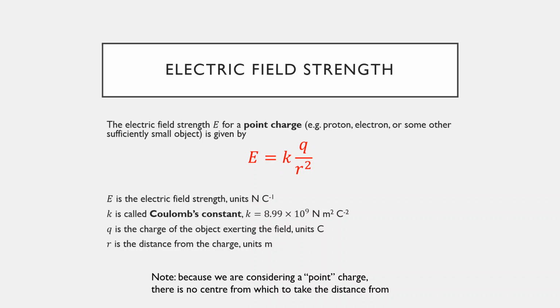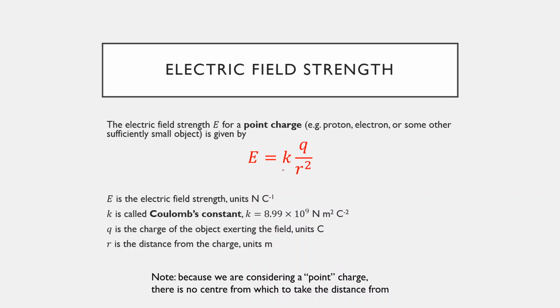So E is the electric field strength, we give it the units of newtons per coulomb. So you can consider the electric field as being a force per unit charge, just like the gravitational field is a force per unit mass. So for every coulomb of charge, the charge will experience a force based on the value of the electric field strength. We'll touch on that later.